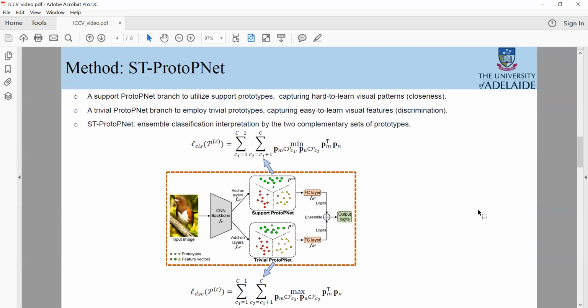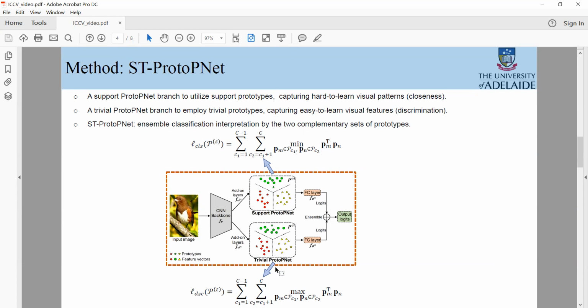And in this work, we also introduce a new interpretable method called ST-ProtoPNet. The ST-ProtoPNet contains two parallel ProtoPNet branches. The first branch is the support ProtoPNet, which can utilize support prototypes for classification. Those support prototypes are learned by minimizing the prototype distance between classes.